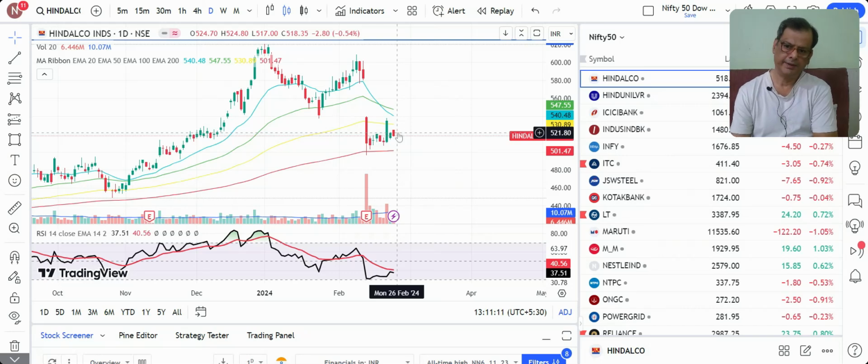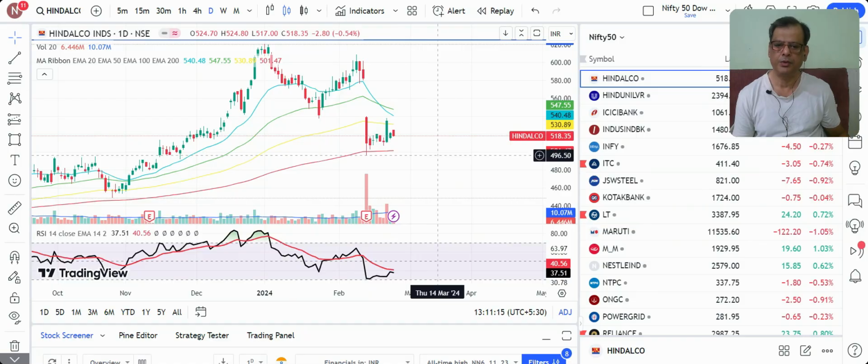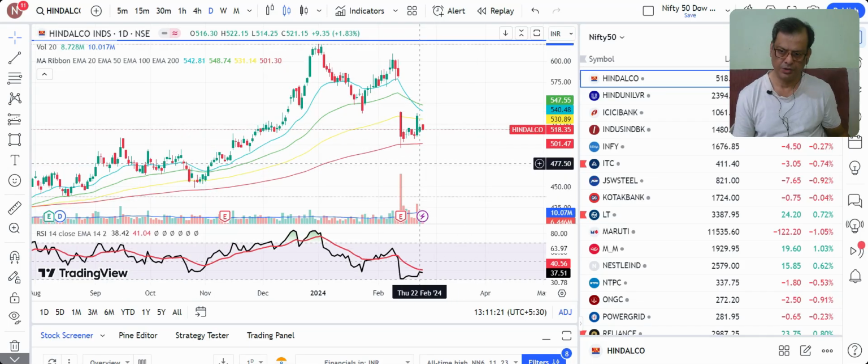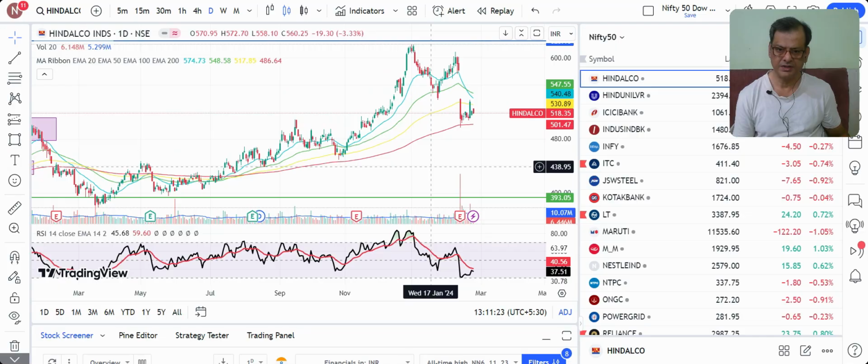Everybody. Neeraj here. Here we are going to be talking about support and demand zones. So there is something called support, where prices find support.